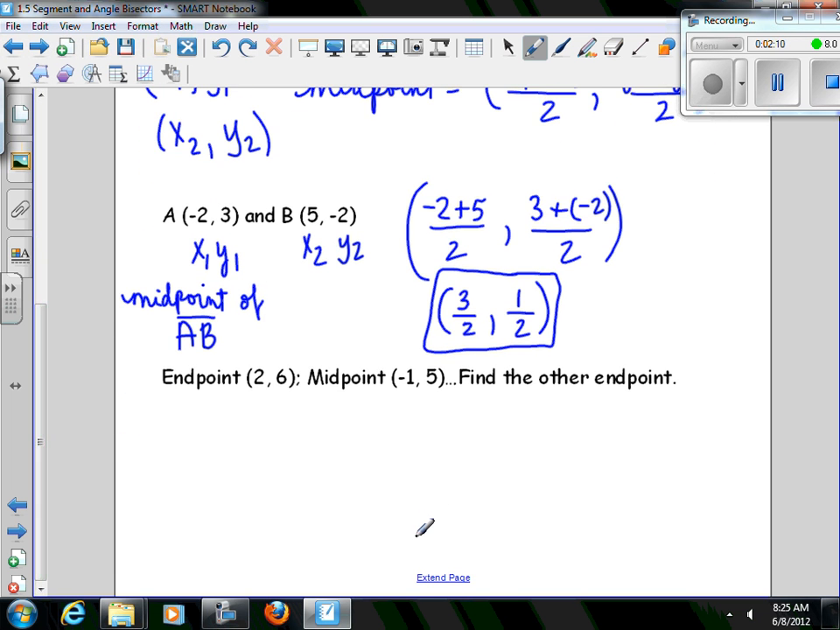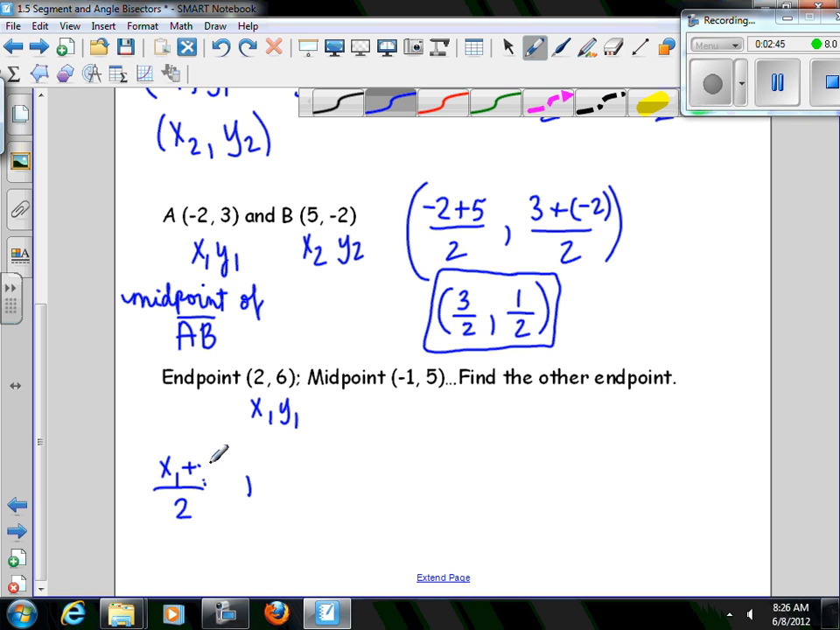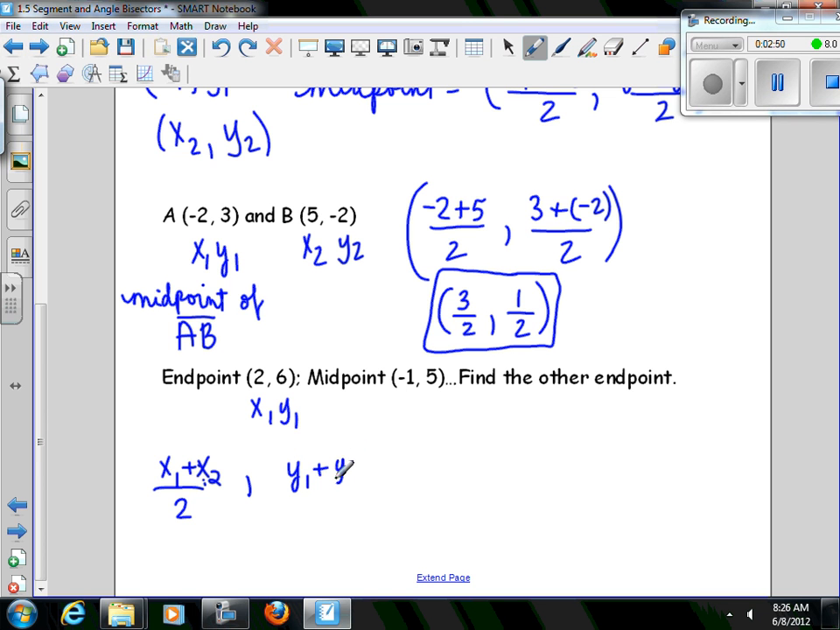Now, if we are given an endpoint, such as 2, 6, and we're given the midpoint, -1, 5, and we'd like to find the other endpoint of the segment. So let's think about this. If our endpoint is 2, 6, that can be our x1, y1. Remember our formula, x1 plus x2 over 2, and y1 plus y2 over 2.